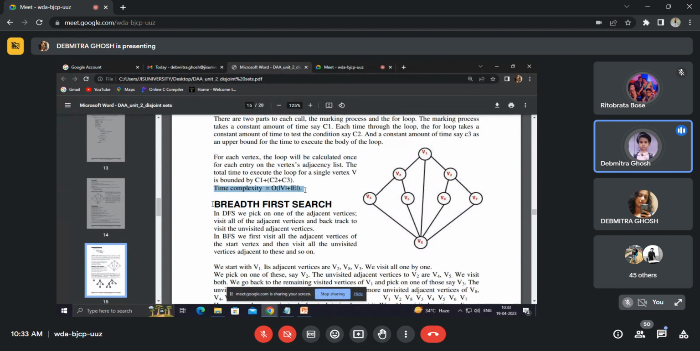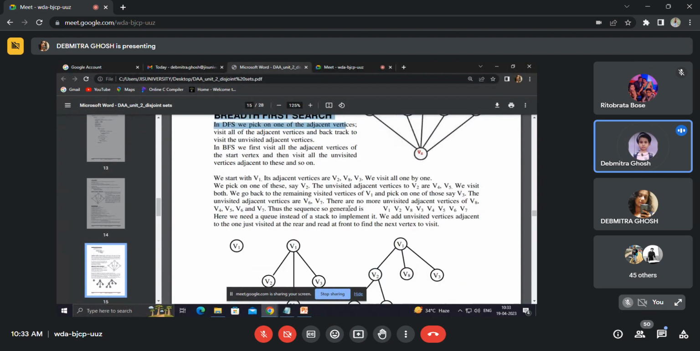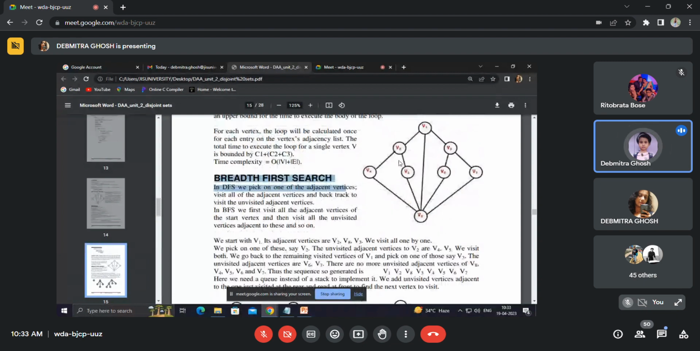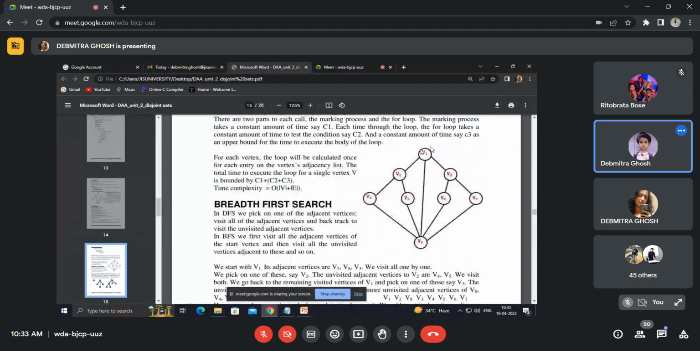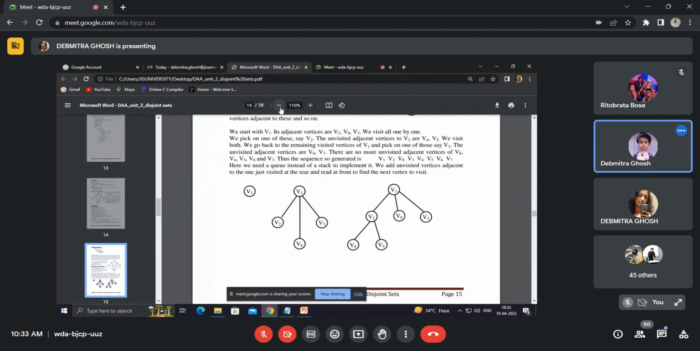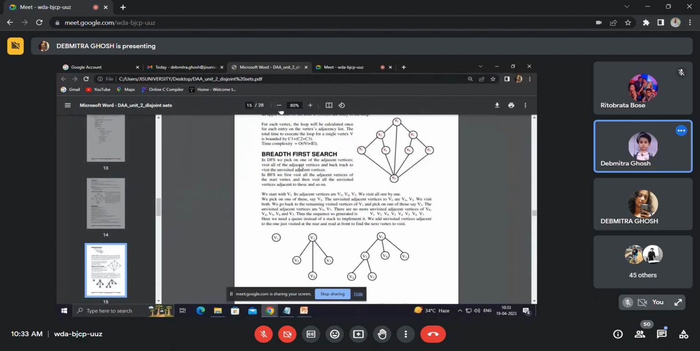Now we will go to the breadth first search. So how the traversing is happening? We have taken one vertex as V1. So what are the connecting vertex of V1? We will get V2, we will get V8, and we will get V3. So these three nodes are connected to V1.